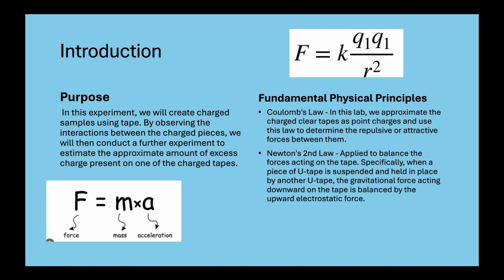The fundamental physical principles that we're going to use are Coulomb's law to approximate the charge tapes as point charges, and we can use this law to determine if they're being attractive or not. And the second is Newton's second law involving net force. Since the net force for the floating tape will be 0, we can set the gravitational force equal to the electric field force.